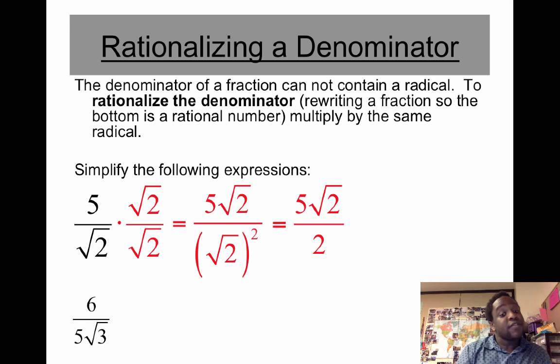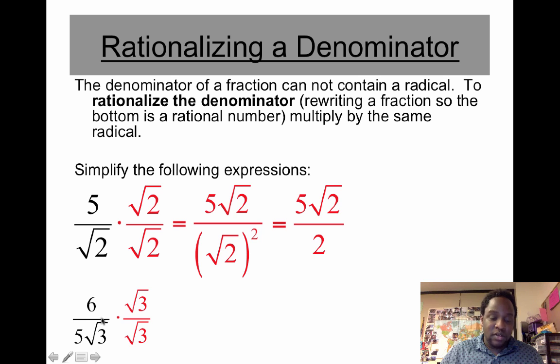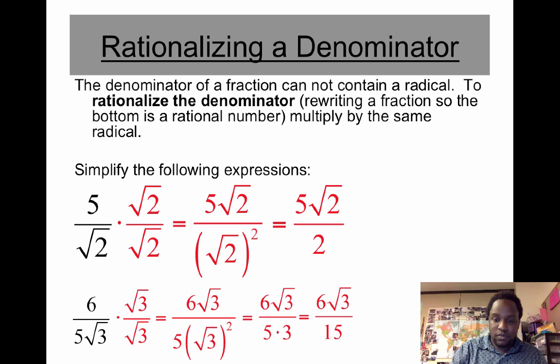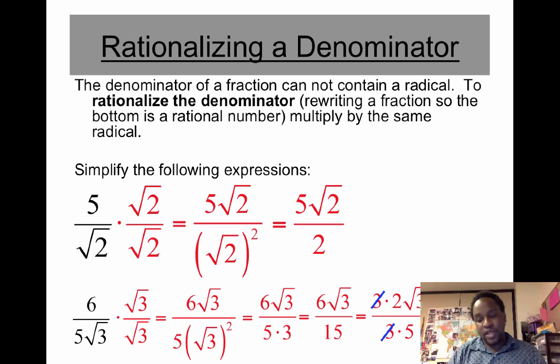For the second one, 6 over 5 radical 3, we're going to multiply it by radical 3 over radical 3. It's a special form of 1, and we're multiplying by this radical. So it's going to be 6 radical 3 over 5 times radical 3 times radical 3. And radical 3 times radical 3 equals 3, so it's going to be 5 times 3, which is 15. But we're not done yet. So we have 6 radical 3 over 15. We can simplify this 6 and this 15. 3 goes into both of them, so it ends up being 2 radical 3 over 5.